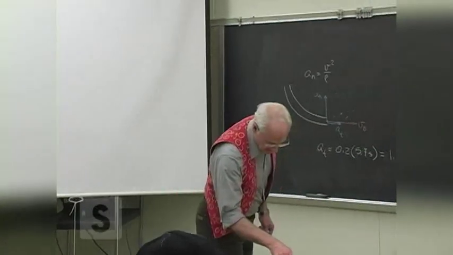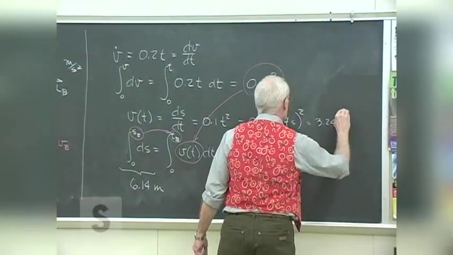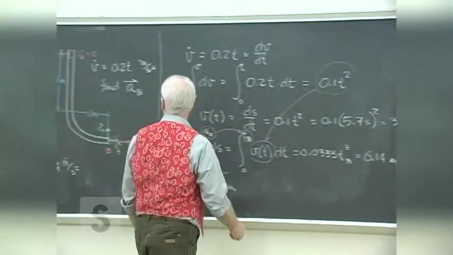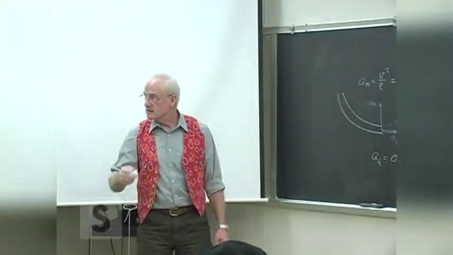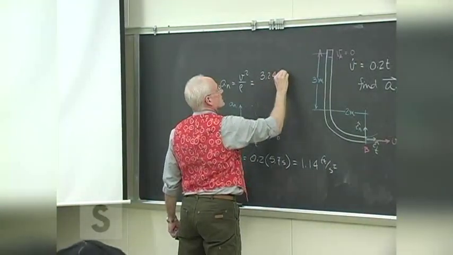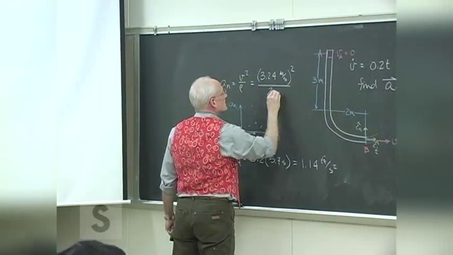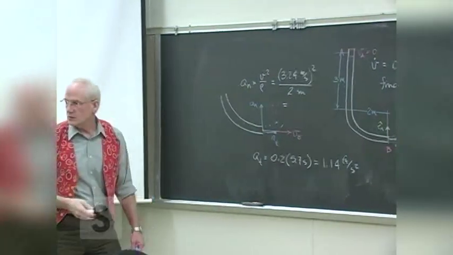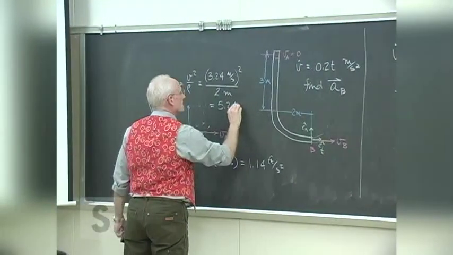So you can figure out the velocity at the end there, 3.24. Meters per second. Anybody getting different numbers than these that are right so far? So 3.24 meters per second squared over the radius of curvature, 2 meters, and that comes out to be 5.24? Yeah, but I used 3.25. Okay, close enough.